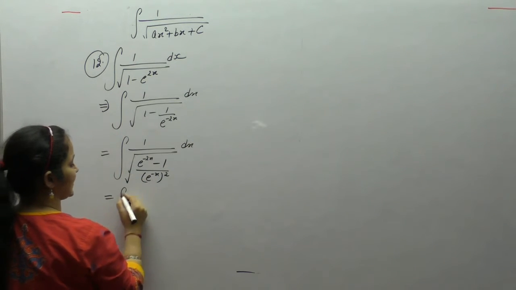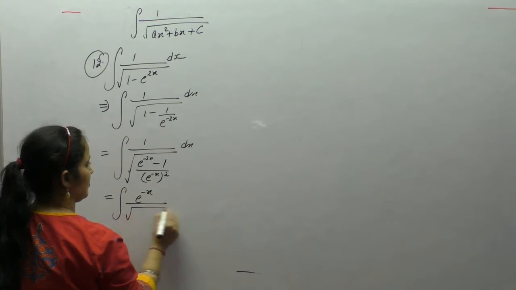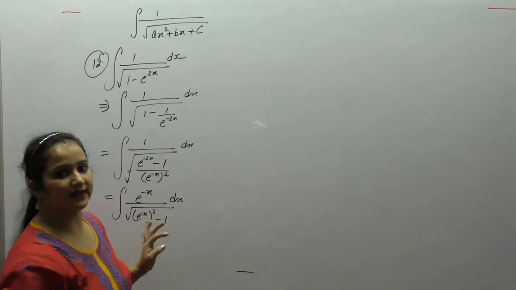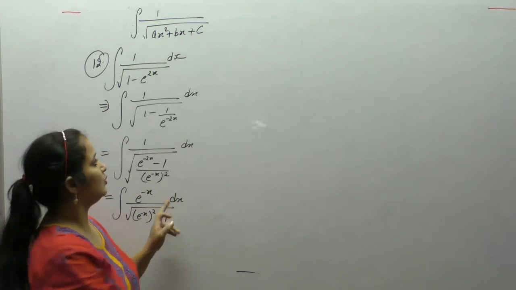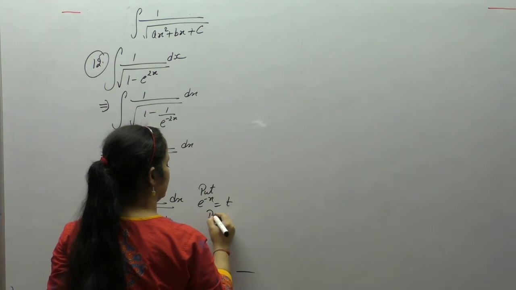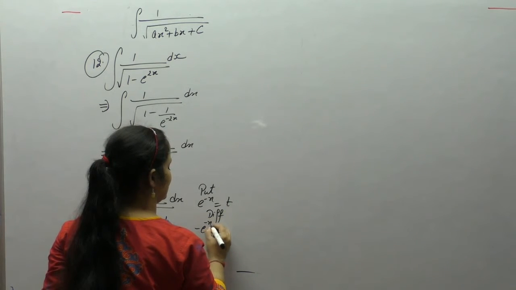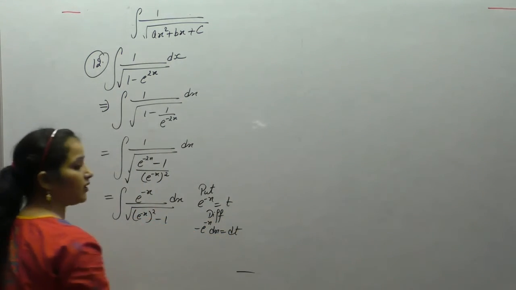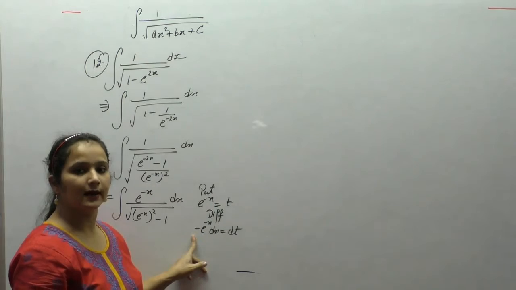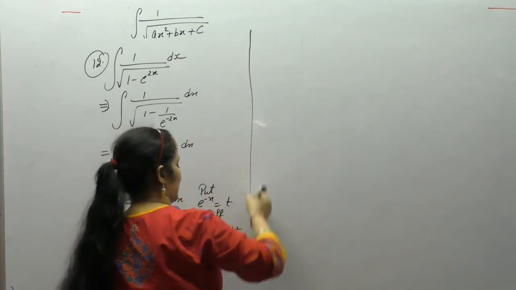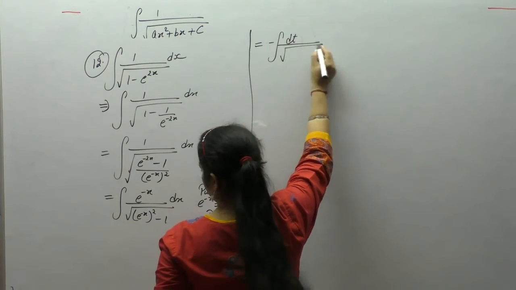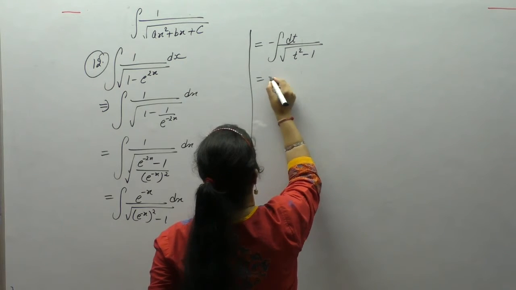Square and square root will be cancelled, giving e^minus x upon square root of (e^minus x) square minus 1. Now we have the derivative of e^minus x in the numerator, so put e^minus x as t. The derivative of this is minus e^minus x, since the derivative of e^x is e^x and the derivative of minus x is minus 1. So e^minus x dx becomes minus dt upon square root of t square minus 1.